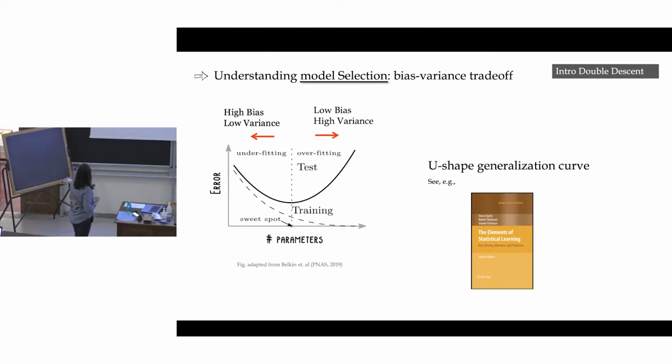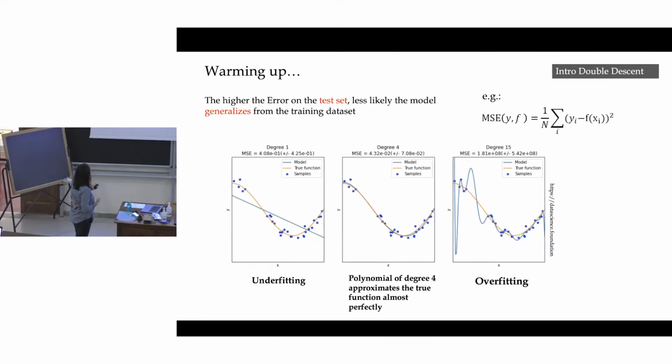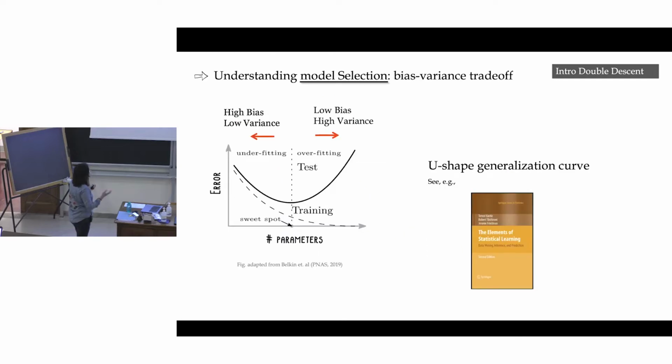If I'm increasing the number of parameters, my training error goes down until I'm basically going over all the points. I basically have training error 0. I'm memorizing my entire data set. However, I do expect that eventually I do not generalize anymore, right?